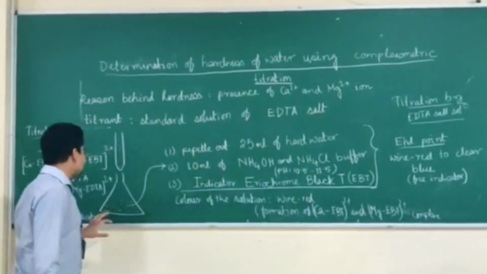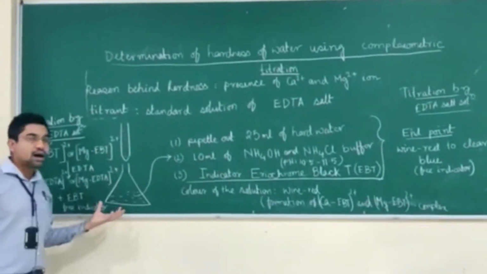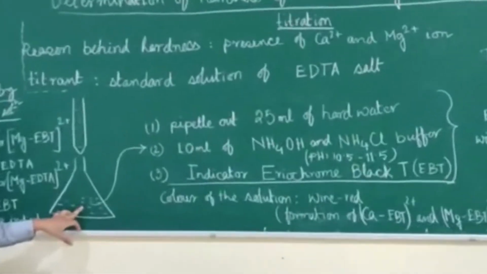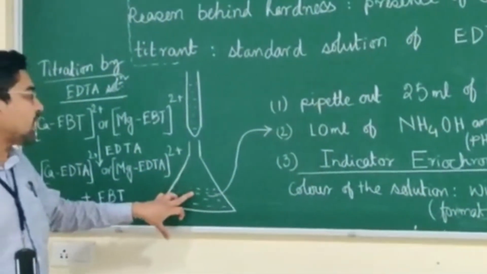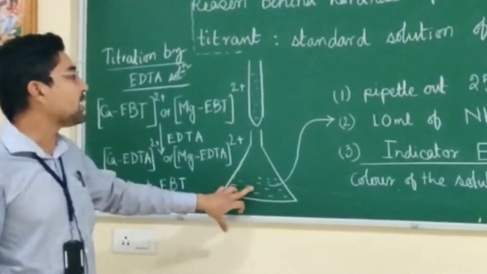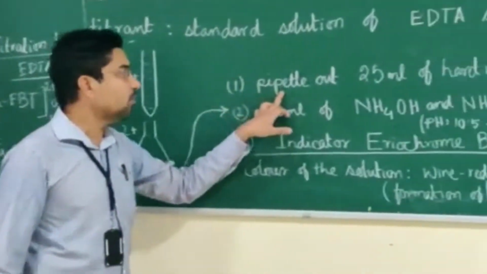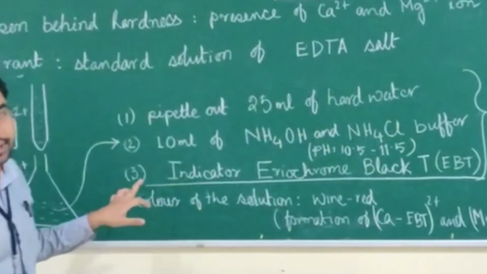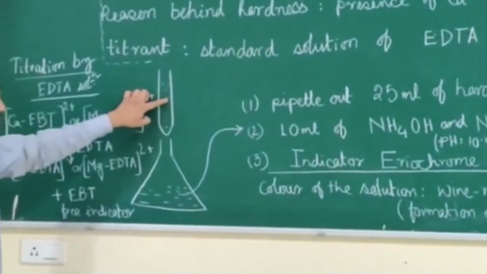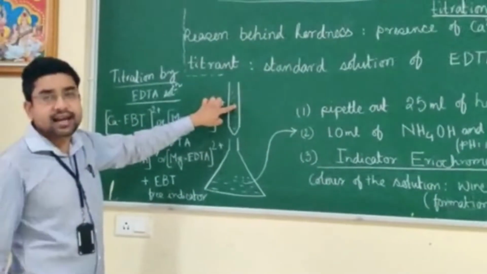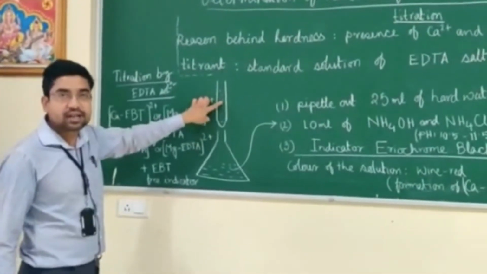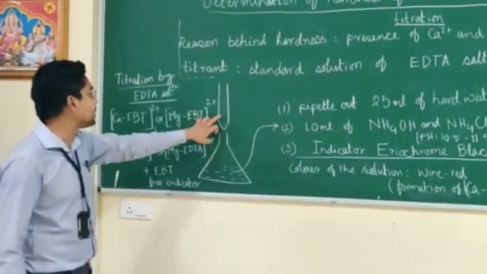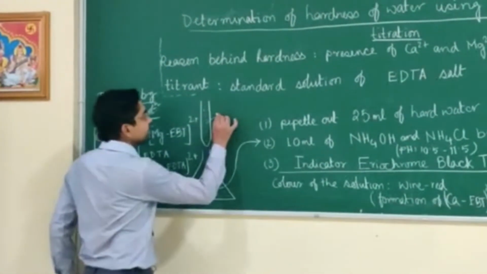So first, we are going to take a hard water sample in a conical flask. For that we need to pipette out 25 ml of the hard water. Next, we are using one standard solution in our titration experiment. The standard solution is EDTA solution.